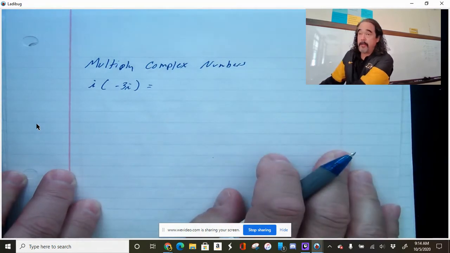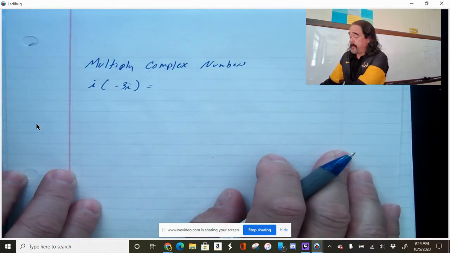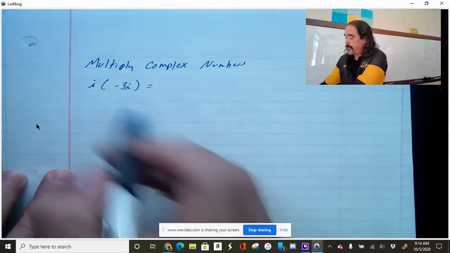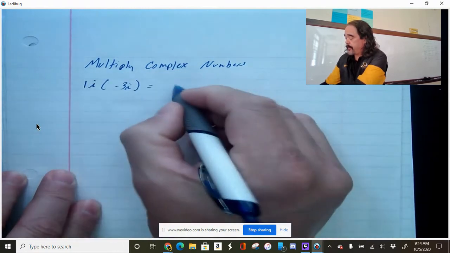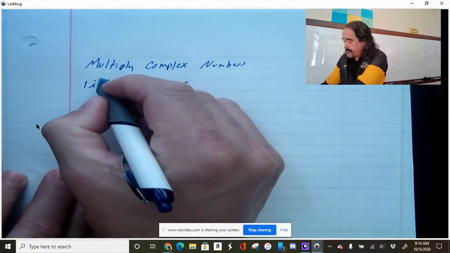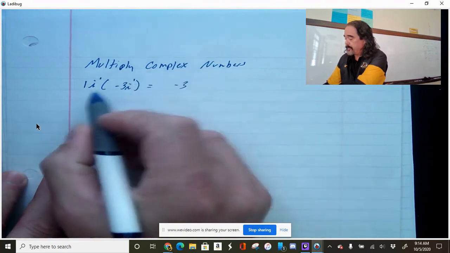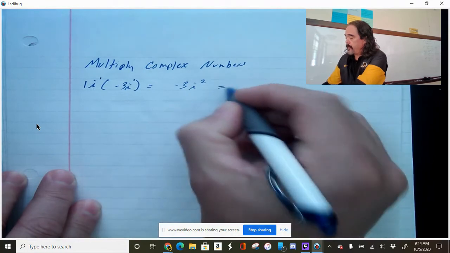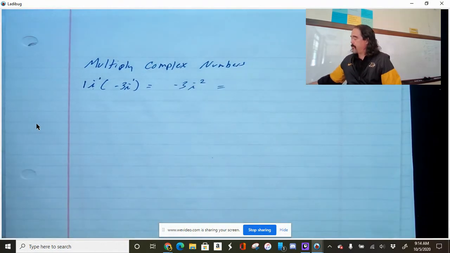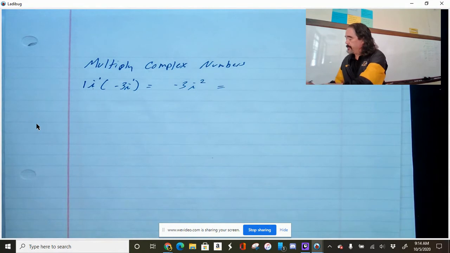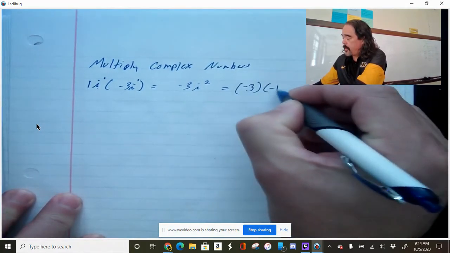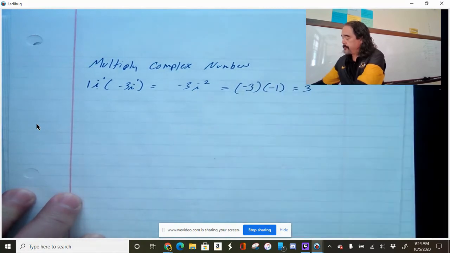Well, when you're multiplying variables with coefficients, you multiply the coefficients together, and then you multiply the variables together by adding their exponents. Well, this has a coefficient of 1. 1 times -3 is -3. This i has an exponent of 1. This i has an exponent of 1. So i times i, 1 plus 1, is 2. Well, we already know what i to the 2nd power is. i to the 2nd power is equal to -1. So what I have now is -3 times -1, which is equal to 3.